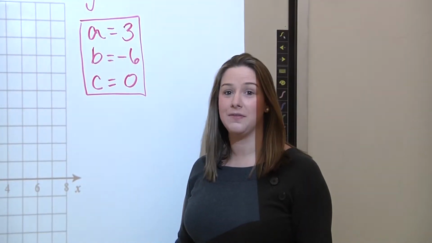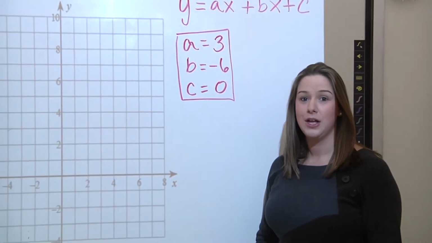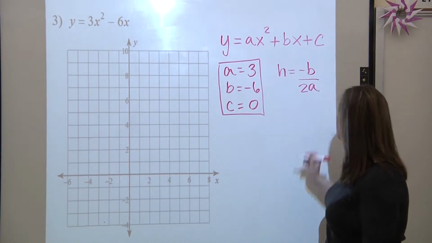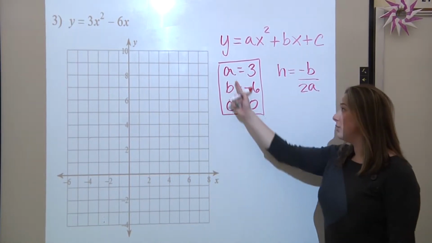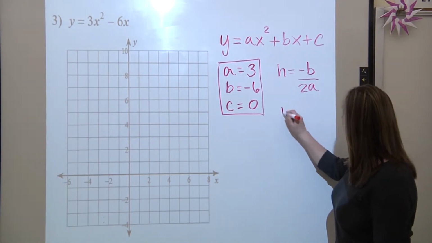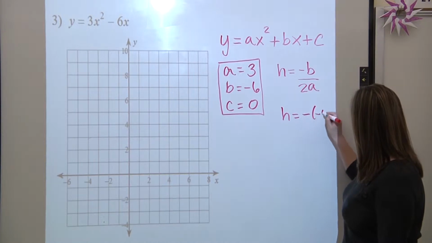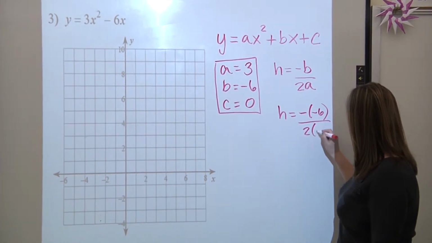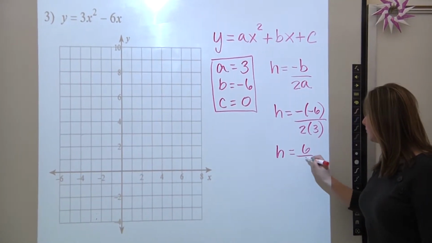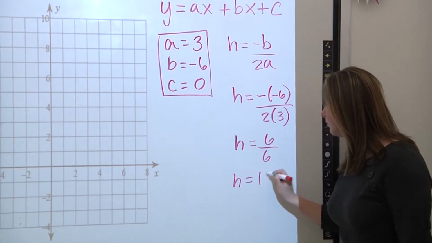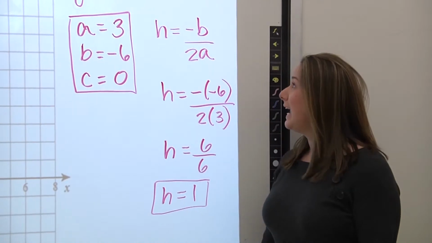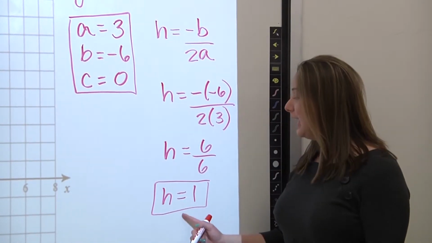My next step is to find the vertex. I want to locate that on my graph. So there's an equation: x equals -b all over 2a. So we're going to use the a, b, and c values in order to find the x point of the vertex. For this problem, using the equation h equals -b all over 2a, h equals 1.